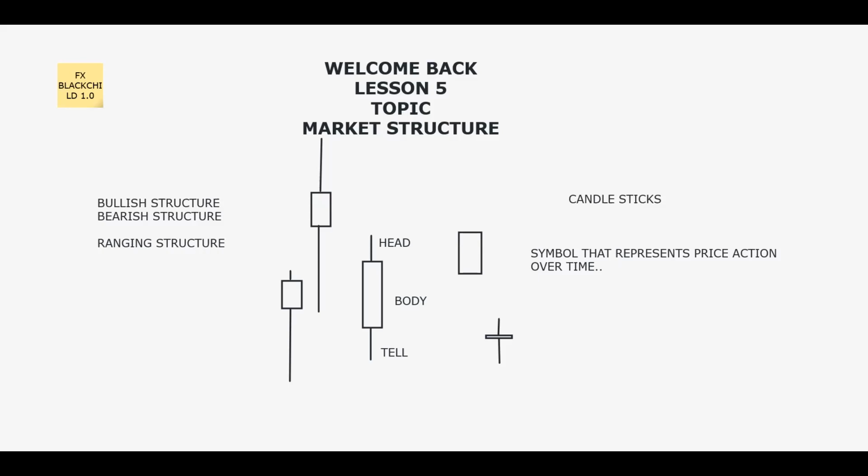Okay, let's say this candle is green. Normally we have a green candle and a red candle. A red candle is normally represented as something that is going down, like price is going down, and a green candle means that price is going up.